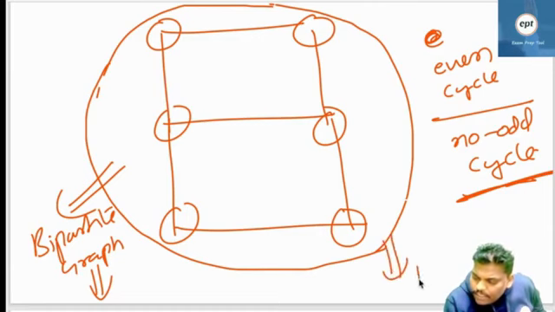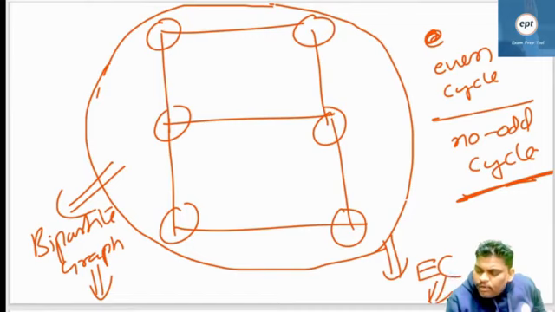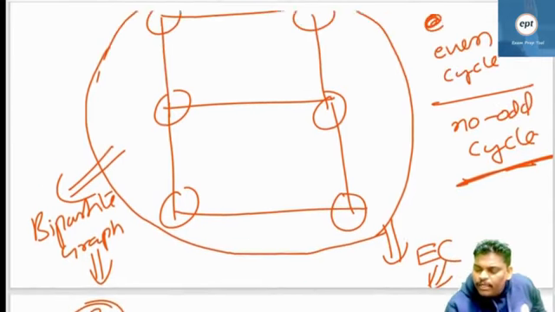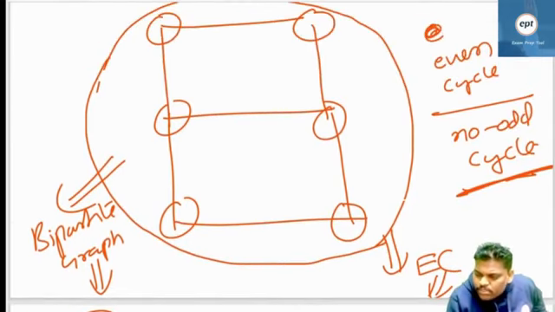Next one: bipartite graph, edge coloring, edge chromatic number. What is the answer? Everyone knows the edge chromatic number: just find out the maximum degree. What is the maximum degree? Maximum degree is 3. So the answer is 3 or 4.